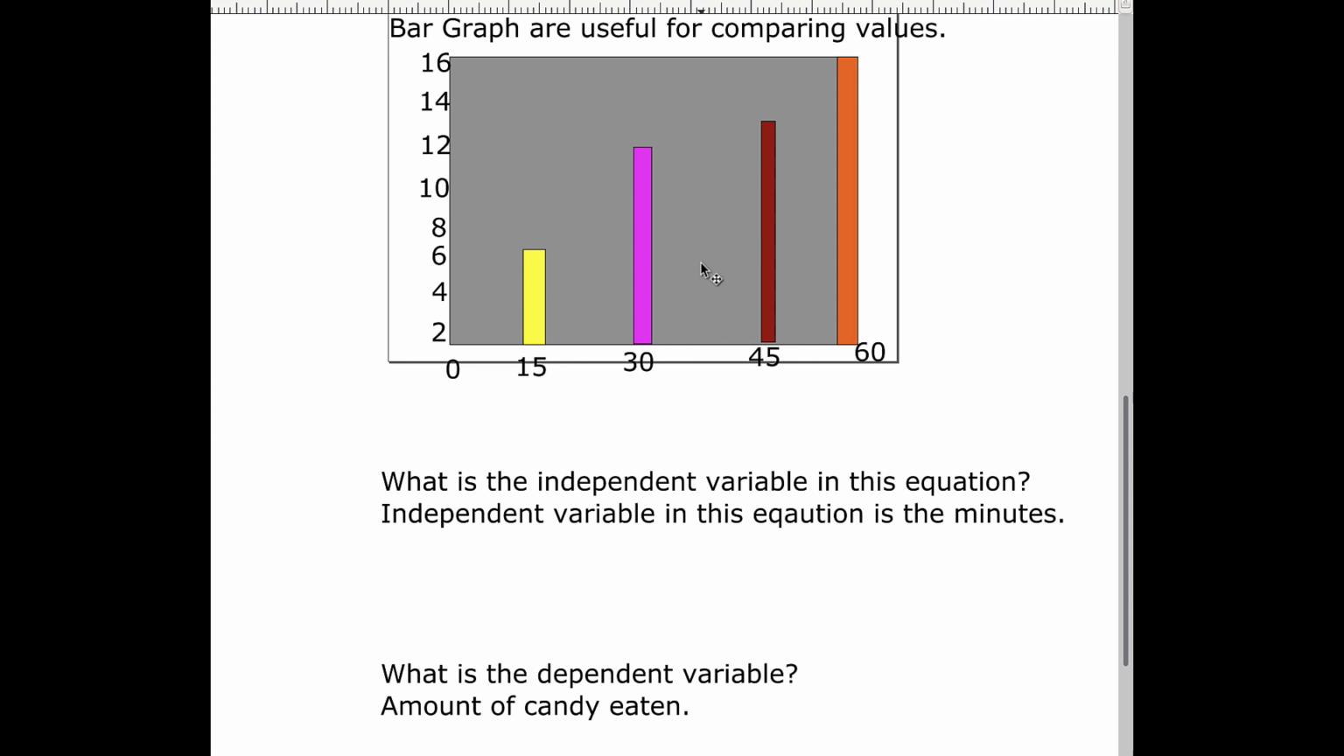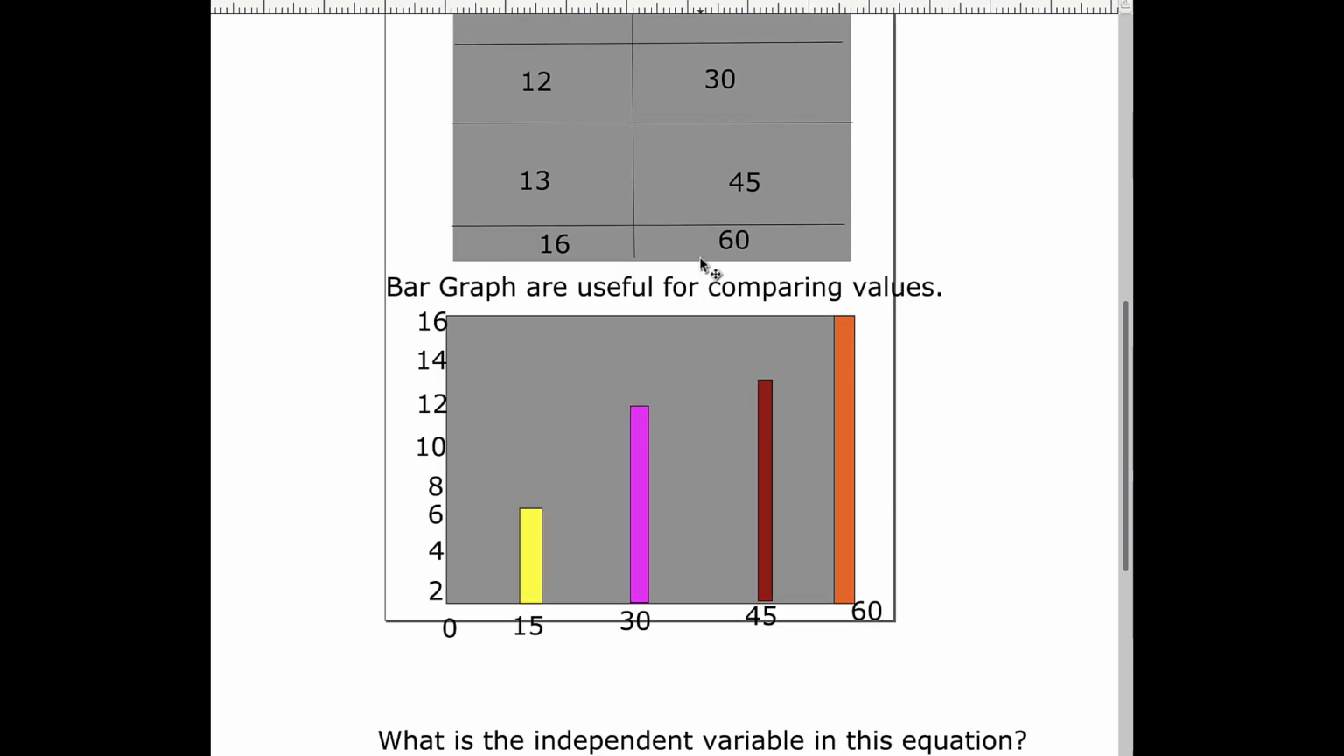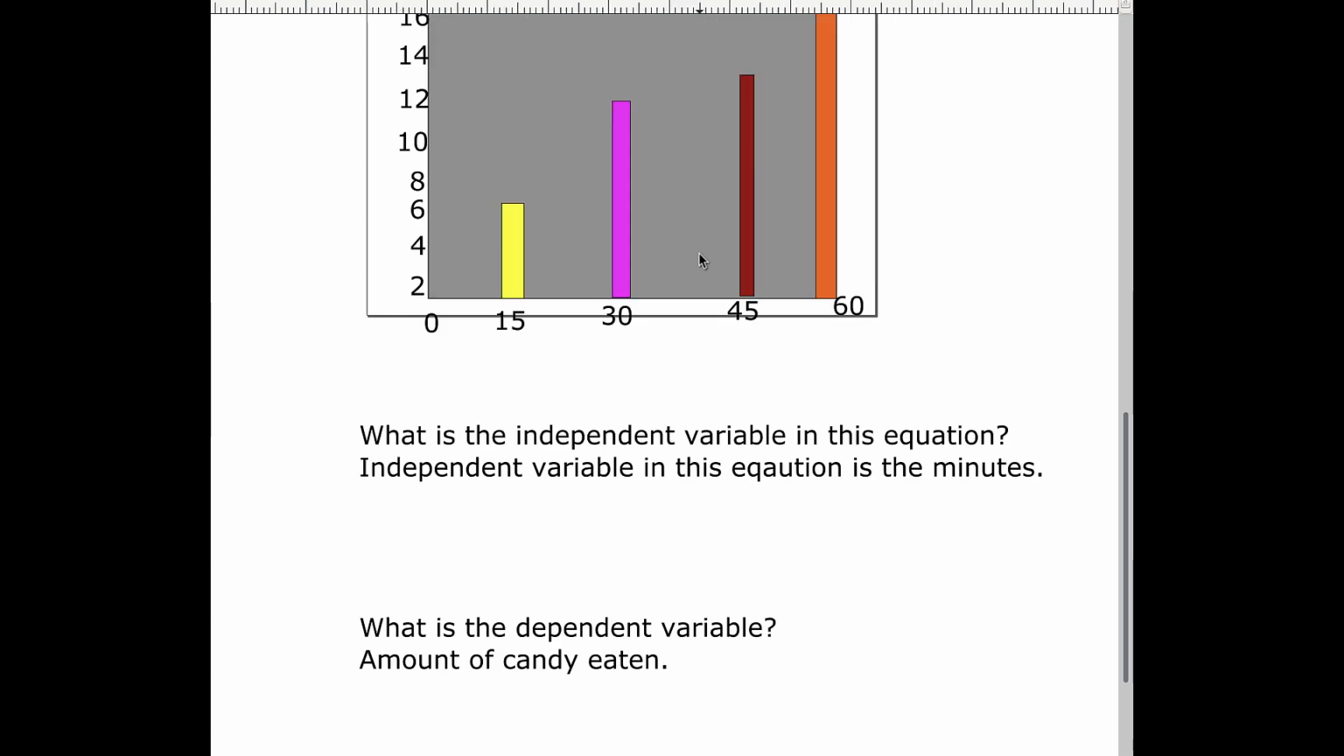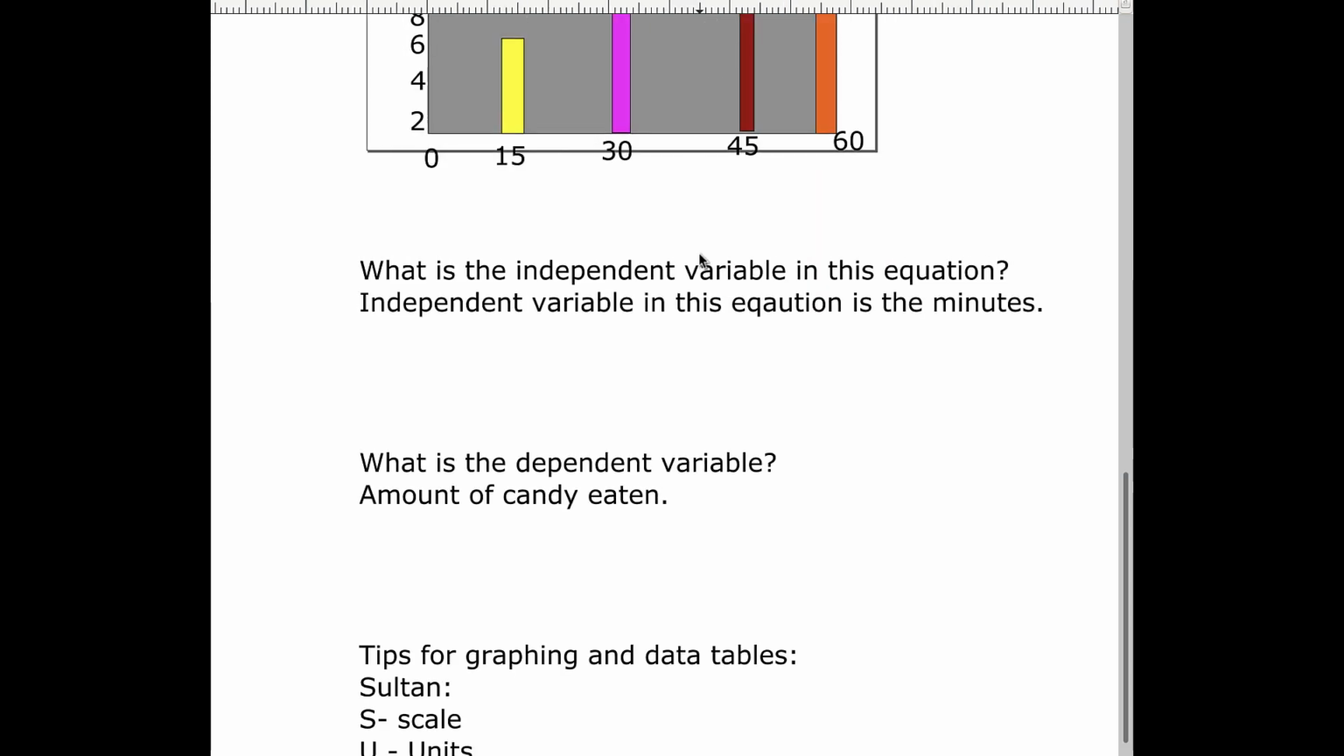Sure, but if you look back at the question, that's what the dependent variable is, which is what we're collecting data on, because it specifically asked how many candy pieces she eats in an hour. So the dependent variable will be the candy pieces, because she wants to know how many candy pieces she ate. It's not how many minutes it took to eat a certain amount of candy pieces. That'd be a whole different problem.